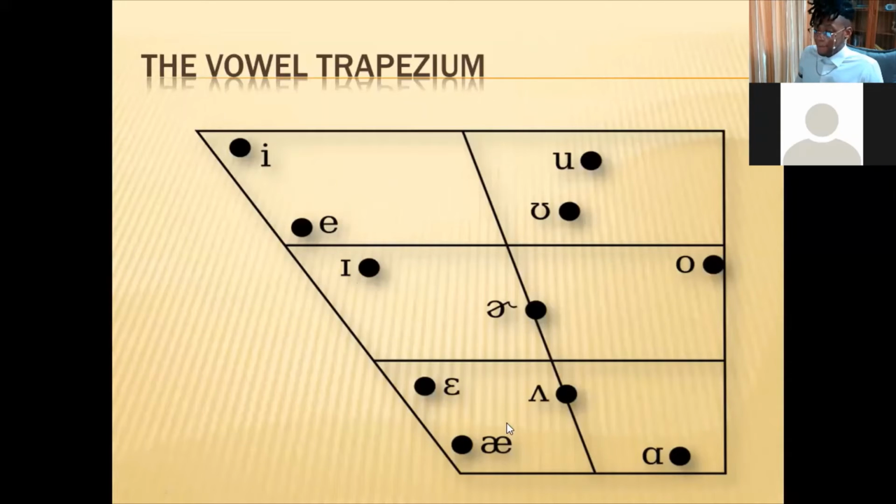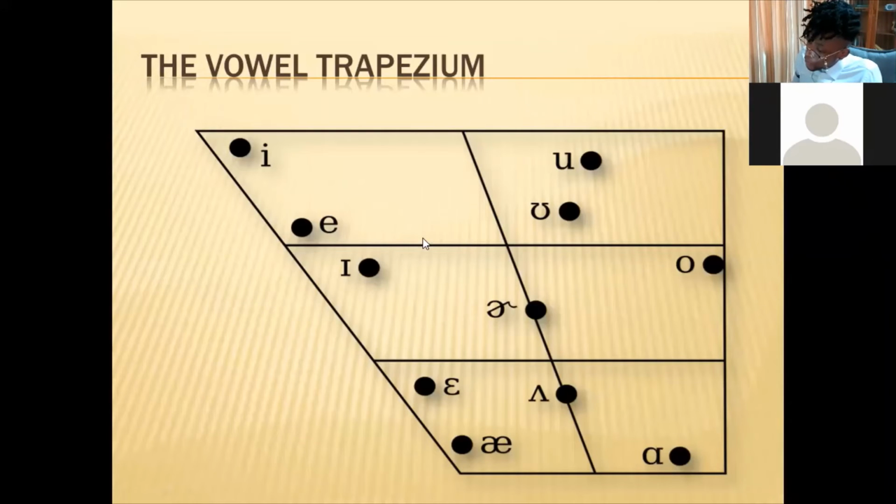As you can see, this low position shows that when these vowels are produced, the tongue is in the lower position within the oral tract, within the mouth. The vowels that are here at the top, when they are produced, the tongue is in the upper part of the oral tract, the higher part of the oral tract.